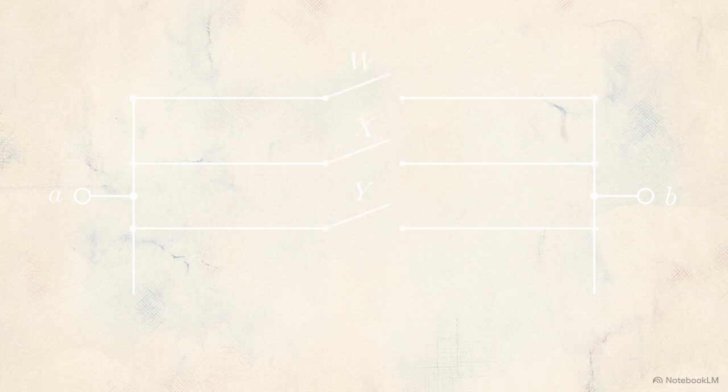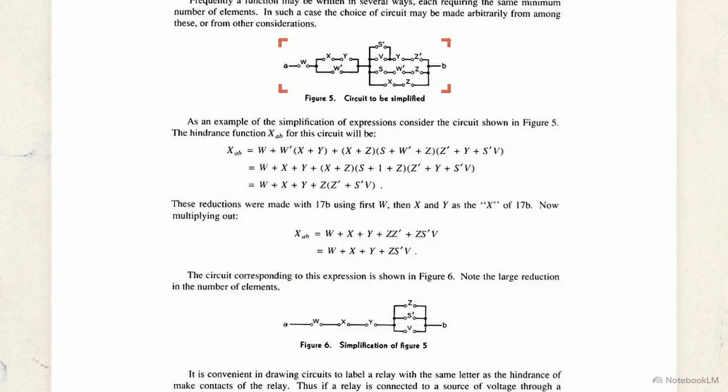W, X, and Y are placed in parallel, while Z, S prime, and V are wired in a single series line. This is the result. Figure 5 is the original circuit, requiring roughly 14 components. Figure 6 is Shannon's optimized version, performing the exact same task using only 6.